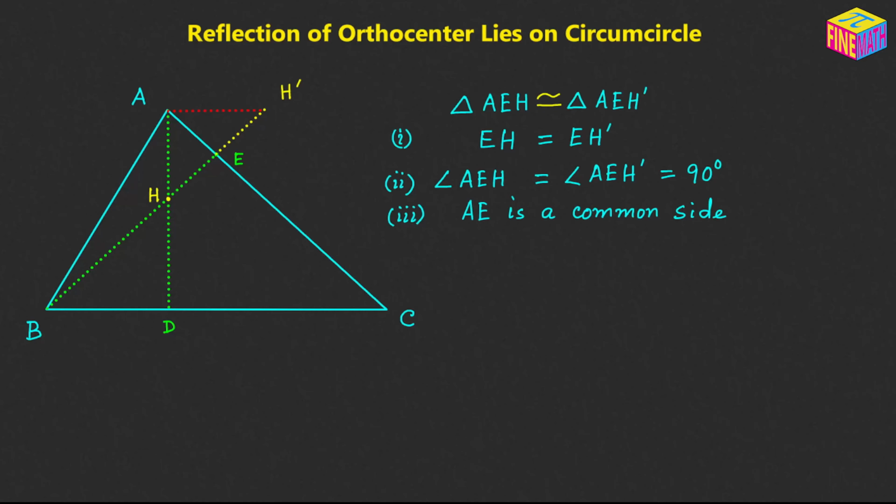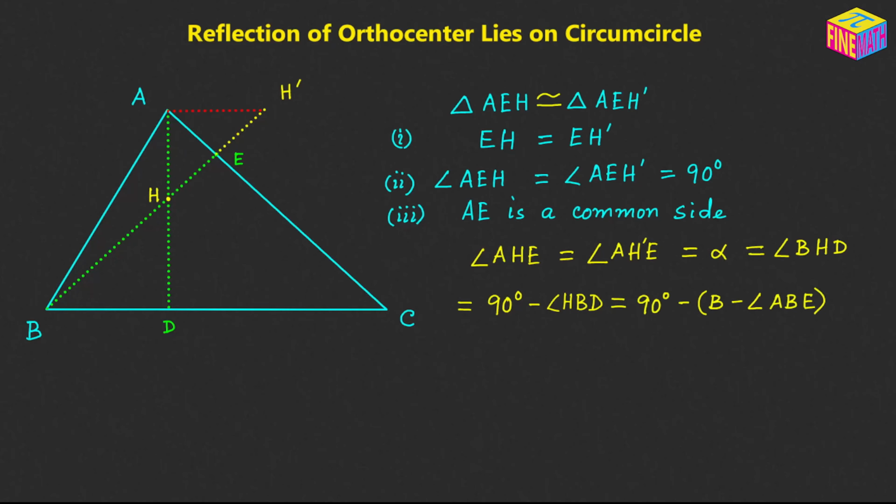And because they are congruent triangles, we can say angle AHE will be equal to angle AH prime E. And let's suppose it is equal to alpha degrees. And that will also be equal to the angle BHD, because angle BHD and angle AHE, they are vertically opposite angles. So they will be equal. And can we write angle BHD as 90 degrees minus angle HBD? If you look at the little right triangle HBD, there the angle BHD plus angle HBD will be equal to 90 degrees. So we can say that angle BHD can be written as 90 degrees minus angle HBD, and then angle HBD can be written as B minus angle ABE.